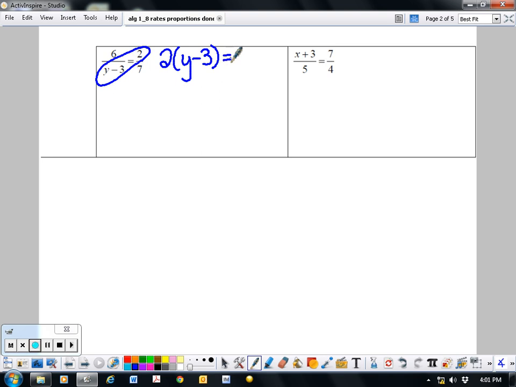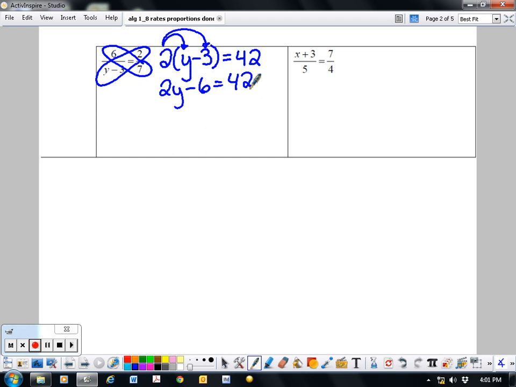And that would have to be equal to, when I multiply across the other direction, 6 times 7, which is 42. And so now we have to remember to use that distributive property. So I'm multiplying the 2 times y. I'm multiplying the 2 times 3. And that has to be equal to 42.